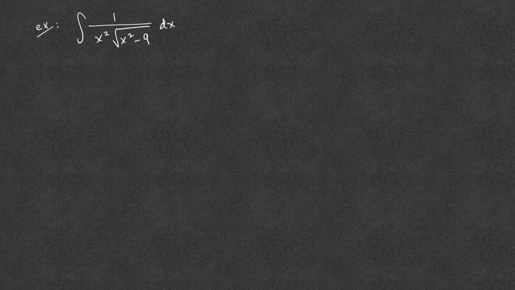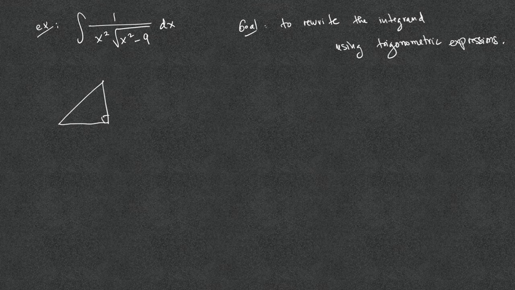Another example. Now the goal is to rewrite the integrand using trigonometric substitutions. We observe that there is an expression that involves the binomial x squared minus a squared, so we start with the right triangle. Since the expression is x squared minus 9, the hypotenuse must be x and one of the sides is 3. The missing side is therefore the square root of x squared minus 3 squared. Using the right triangle, we obtain cosine of theta equal to 3 over x, and so x is 3 secant theta.